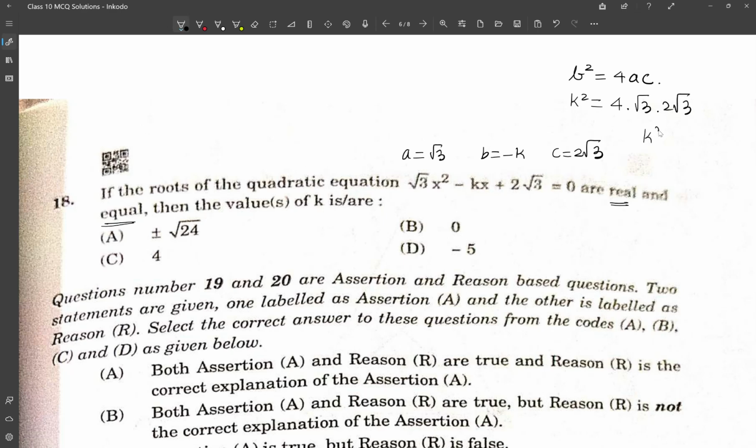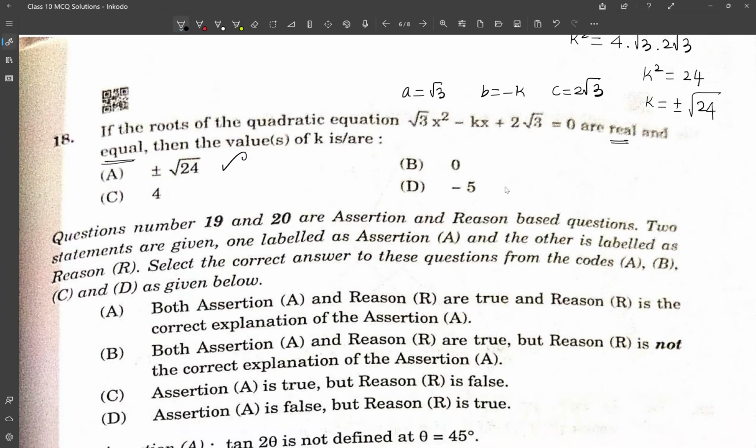So k square should be equal to 4 into 2, 8, 8 into 3 is 24. So k should be equal to, two possible values are there, plus or minus root of 24. So option A is the correct answer. On to the next question.